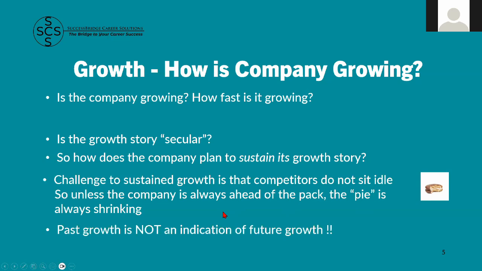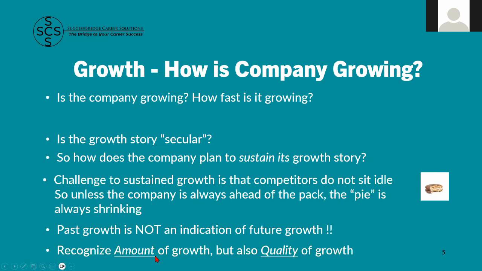And also, as an analyst, you must be very much aware and conscious of the fact that past growth is not an indication of future growth. A company which has been growing for the past 2-3 years, it's not necessary. It may well be a situation where the past 2-3 years of growth has given the company enough capacity to grow in the future, but that is not a 100% surety.